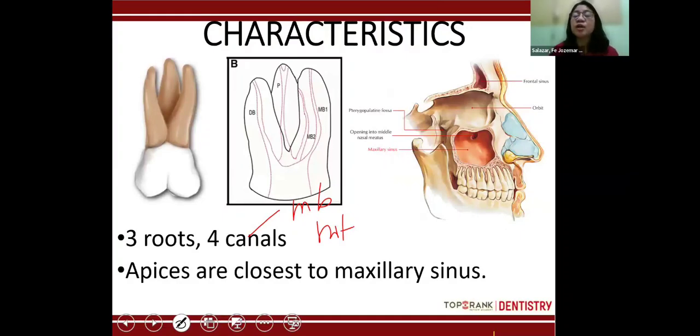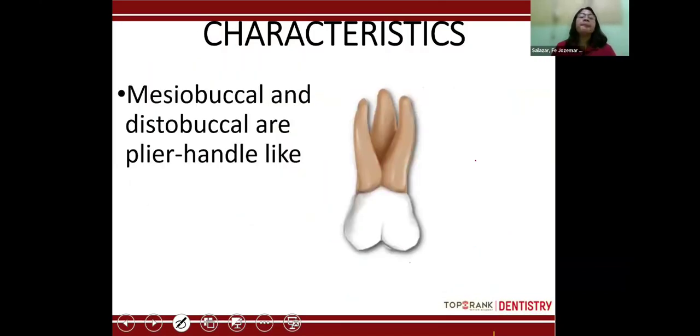The apices are closest to the maxillary sinus. So what is your precaution? Whenever you are extracting this tooth, do not apply too much apical force because you risk perforating the very thin bone forming the floor of the sinus. So do not apply too much apical force.